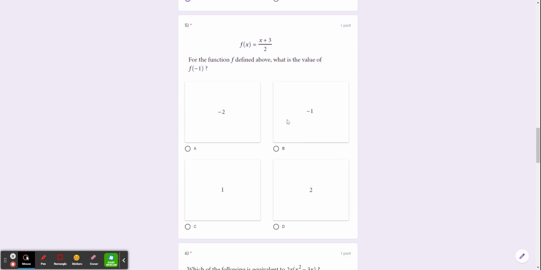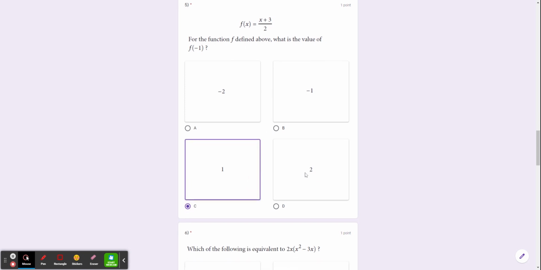All right, so for number 5, for the function f defined above, f of x equals x plus 3 over 2, what is the value of f of negative 1? So f of x looks like this. F of negative 1, this just tells you what number to put in for x. So x has to be negative 1. So if negative 1 goes in for my x, this becomes negative 1 plus 3. Well, that's 2. 2 divided by 2 is 1.